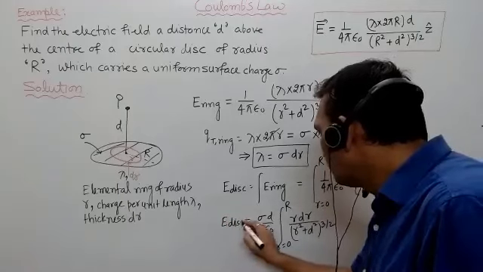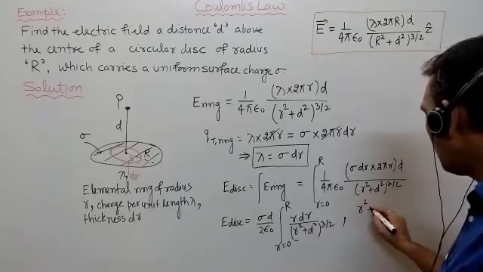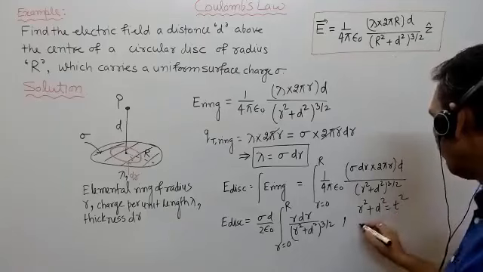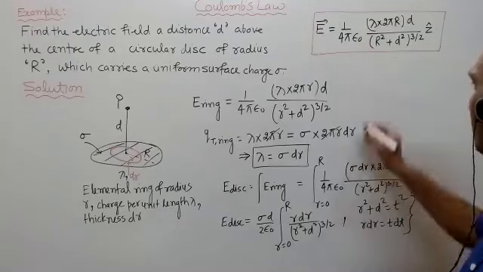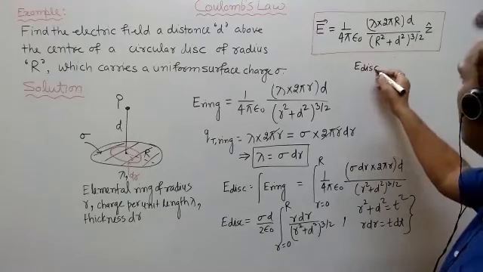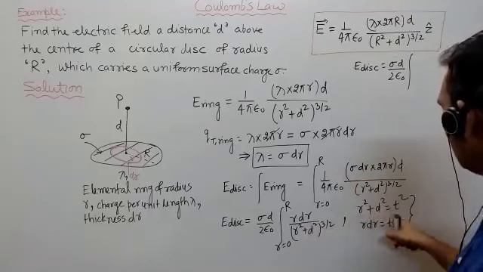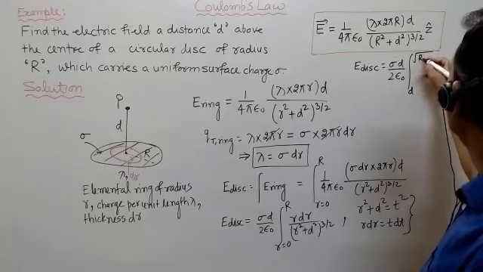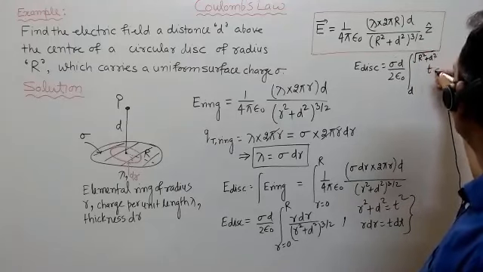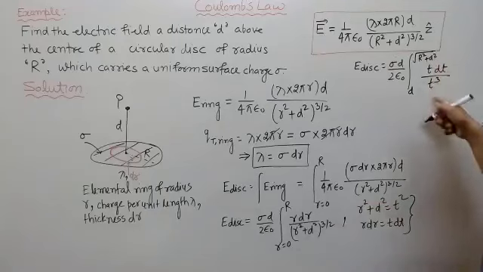So you have to integrate this. How to integrate this? Take r square plus d square is t square. If you differentiate this, you will get r dr is t dt. Use the substitution method. So the electric field due to the disk will be given by sigma d by twice epsilon naught. When r is 0, t is d, and when r is capital R, t is under root r square plus d square. You have t dt by t cube, so this is 1 by t square, and the integral of 1 by t square is minus 1 by t.